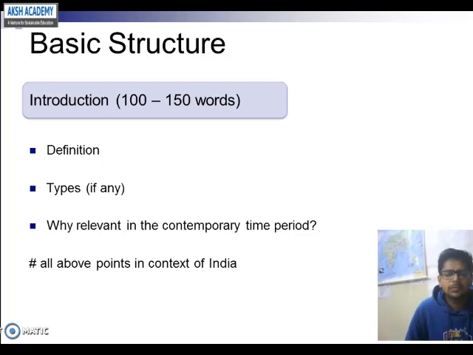Definition means, let us say if I am writing an essay on Digital India, then I have to first define what is digital, and what is Digital India.